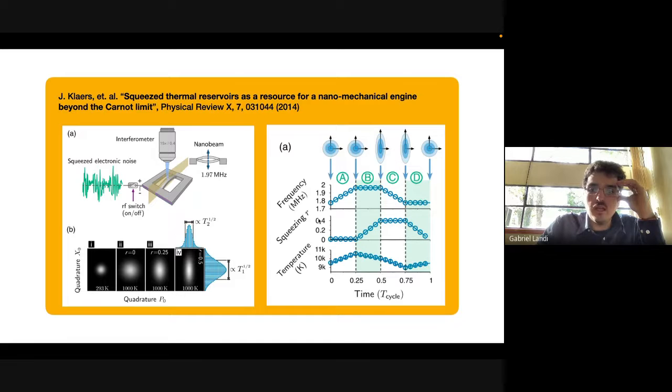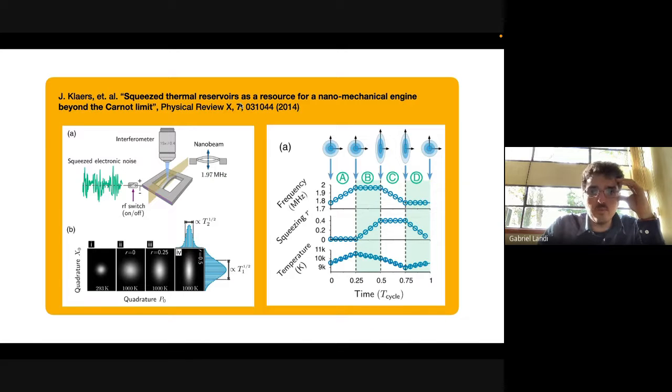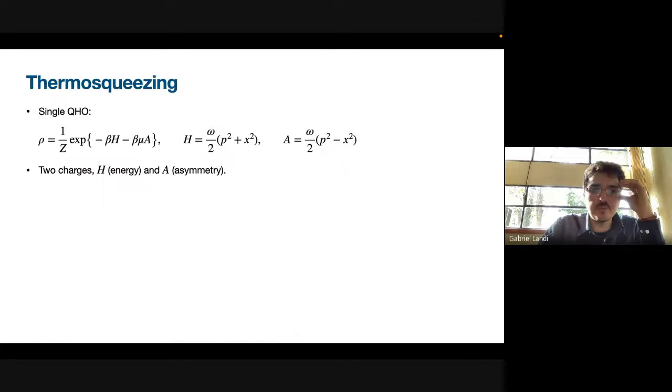So essentially, as the cycle progresses, you have here the cycle time, we are changing it, they change the temperature. So you see, you heat up, cool down, heat up. This is like the cycle, but you also change the amount of squeezing. So you go from a symmetrical blob to a squeezed blob, which goes essentially up and down in a similar fashion. Oh, sorry, I just forgot to mention, one of the nice things that they do here is to show that this operates beyond the Carnot limit.